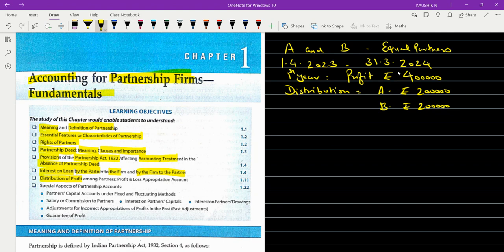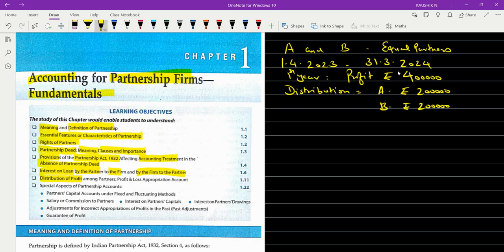So distribution also has taken place. We have shown the distribution. Whatever profit you earned, you add to the partner's capital, or whatever loss has been incurred, you subtract from the capital of the individual. So this is how it happens in a sole proprietorship. But in partnership, we can't do like that. Whatever the net profit you have got, you can't just go and add it to the capital. Unlike sole proprietorship, here it is not possible.